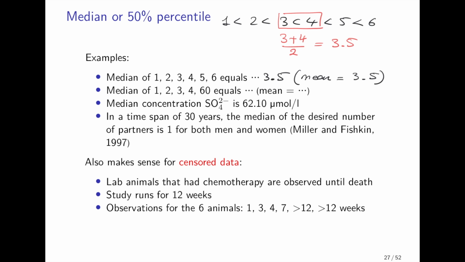Now let's do the second example, 1, 2, 3, 4, 60. Again, we sort the data. It's already sorted: 1, 2, 3, 4, and then 60. That's 5 observations, an odd number. What is the median? The median is 3 here. Now let's look at the mean. And for the mean, what do we have to do? Well, we have to sum all the values together.